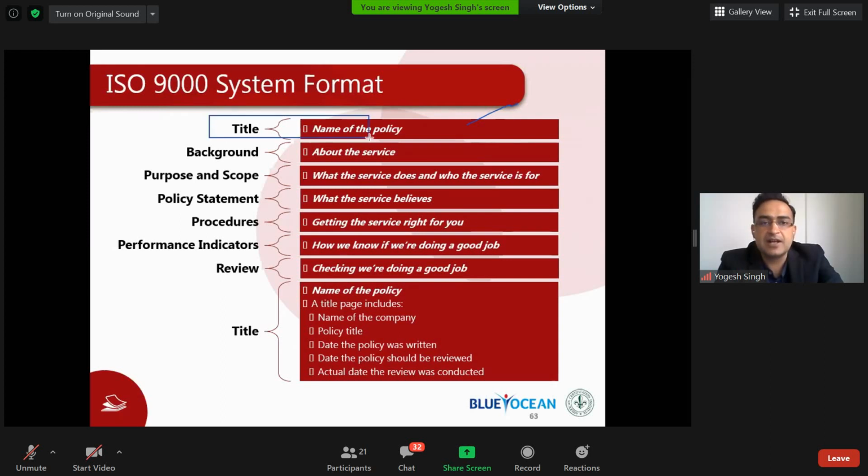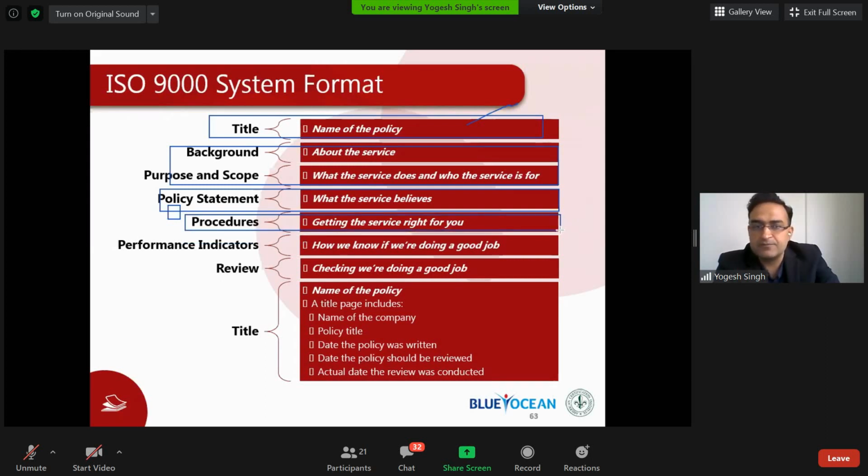Like there must be a title for every policy. Now this you can take together: background, purpose, and scope of the policy. So you can have one background or purpose or scope together. You can put it in one purpose and scope. Then obviously, the most important part is your policy statement. Step 3. Step 4 is your procedure.